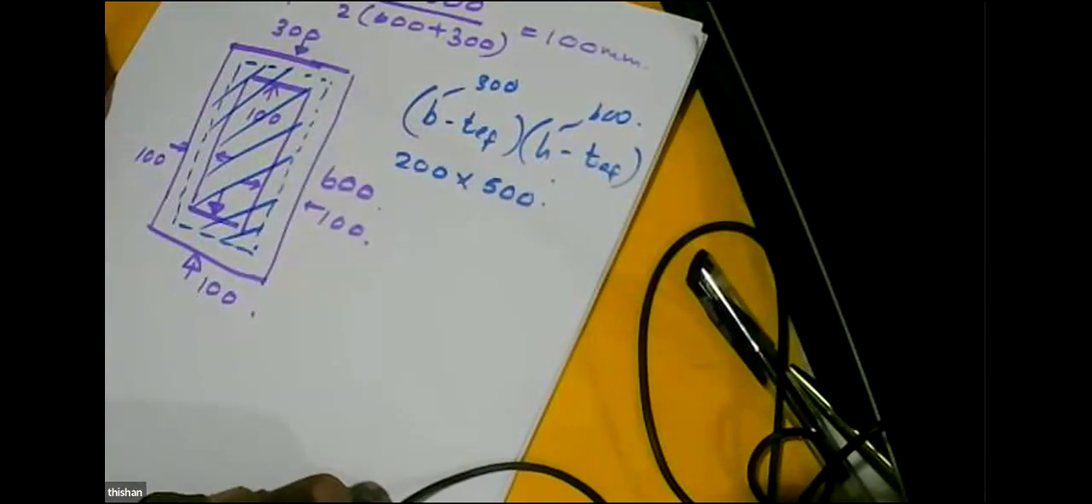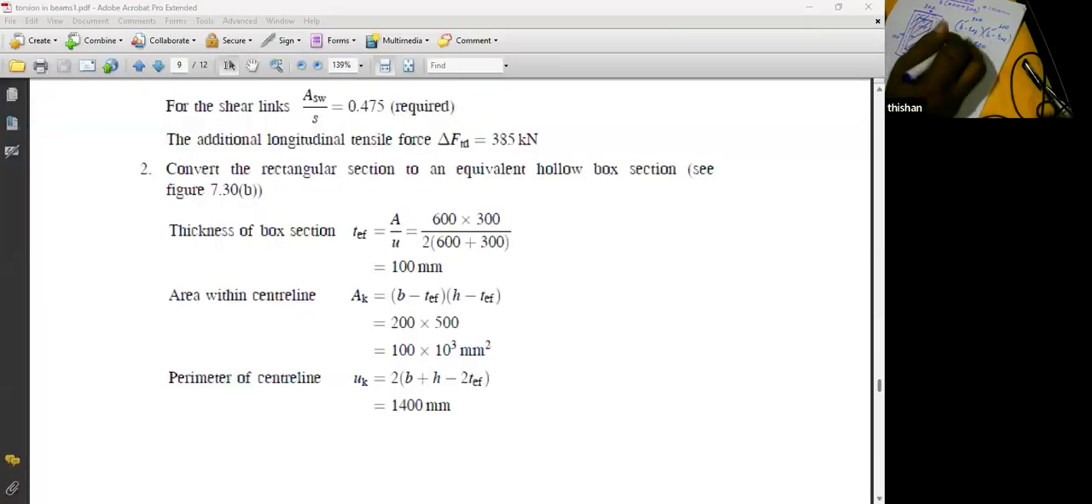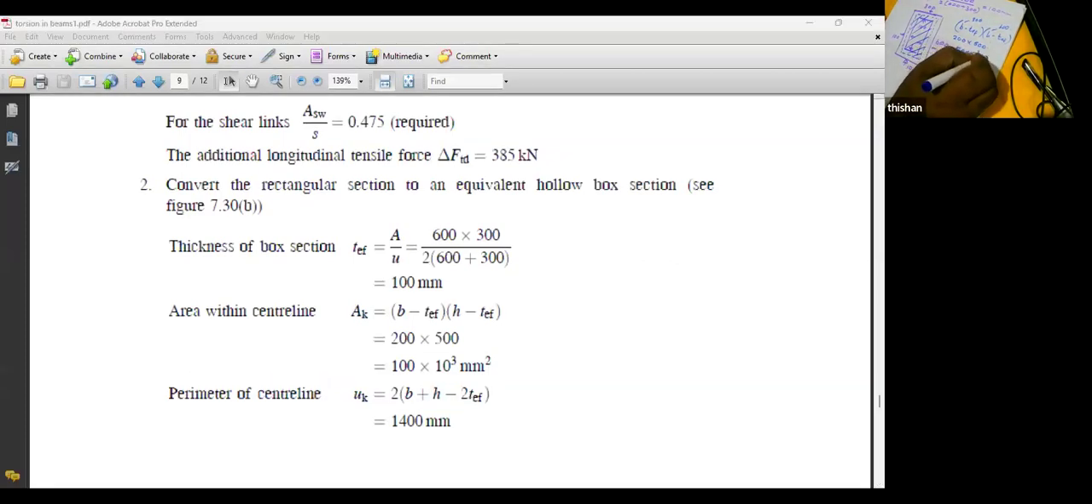So I'll share the screen again. You can see the value: 100 into 10 to the power 3 millimeter squared. And you can calculate the perimeter also. Perimeter is 1400 millimeters. So we have that.